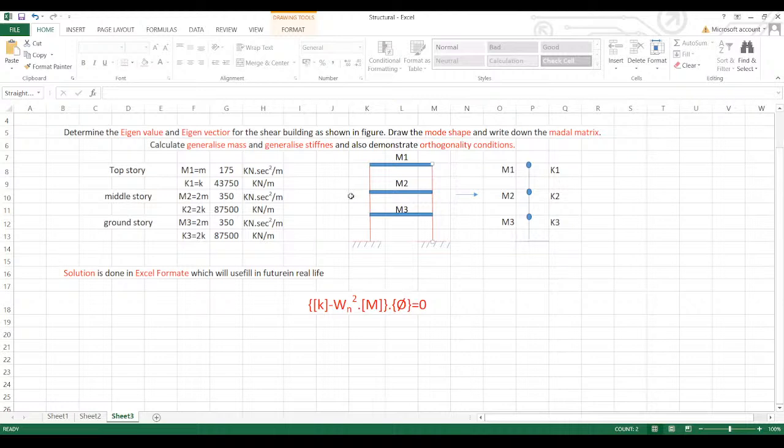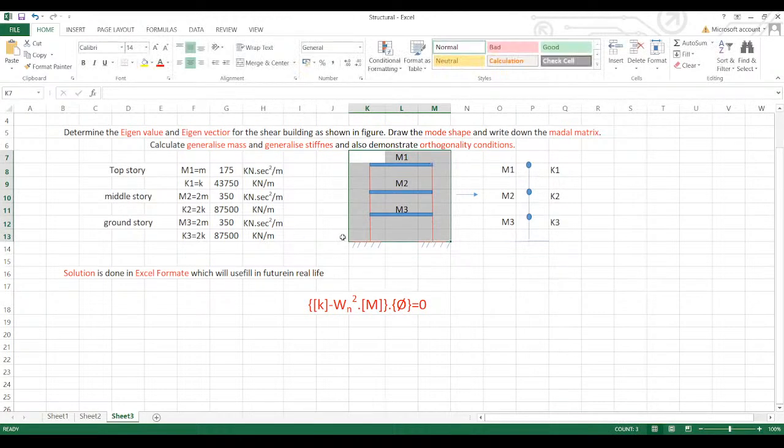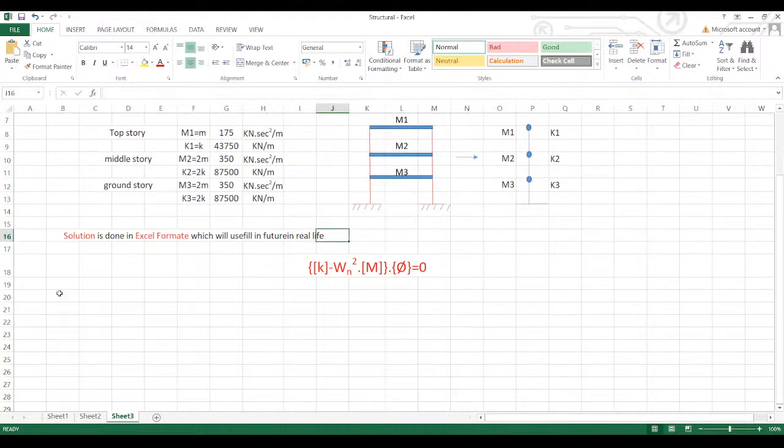Now we start from the stiffness and the mass matrix of this frame. Here is the mass matrix of the given 3 degree of freedom system. How do we calculate the mass? Here we are going to calculate the mass matrix, that is matrix M.